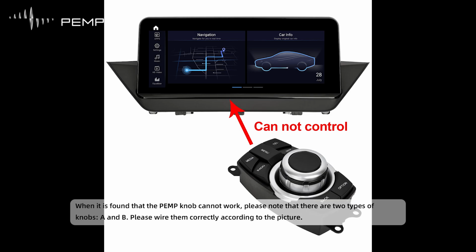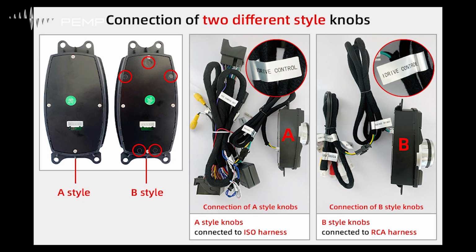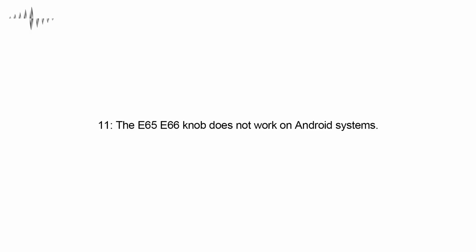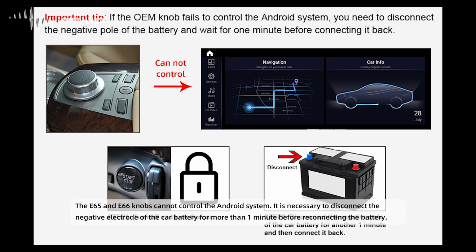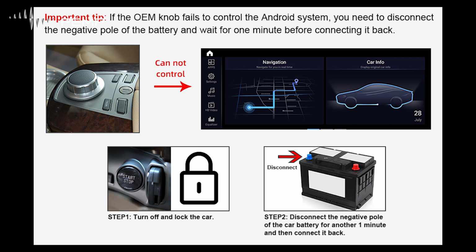When it is found that the PEMP knob cannot work, please note that there are 2 types of knobs, A and DB. Please wire them correctly according to the picture. The E65 and E66 knobs cannot control the Android system. It is necessary to disconnect the negative electrode of the car battery for more than 1 minute before reconnecting the battery.